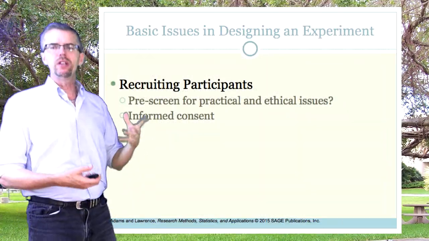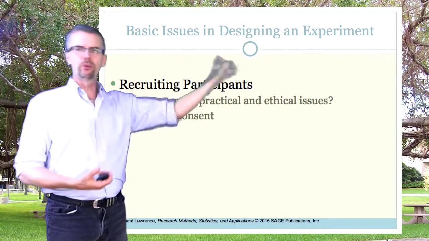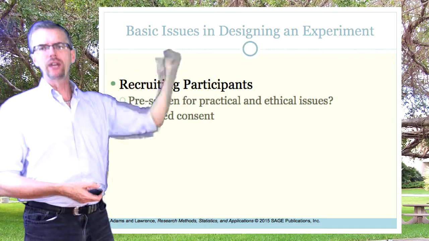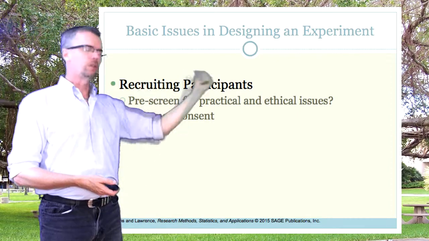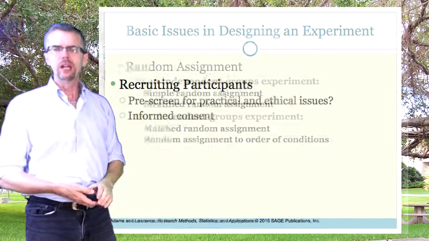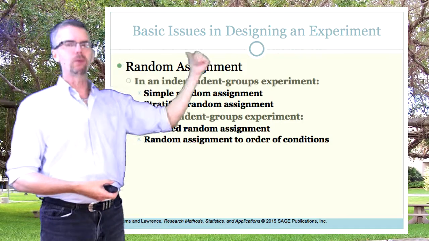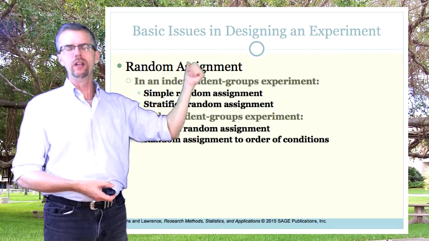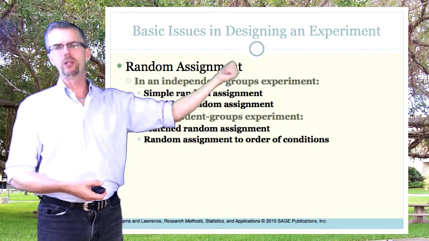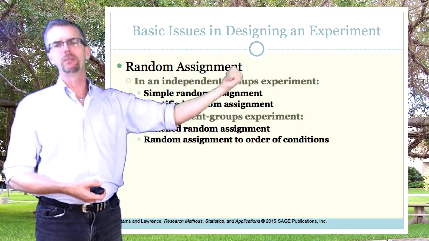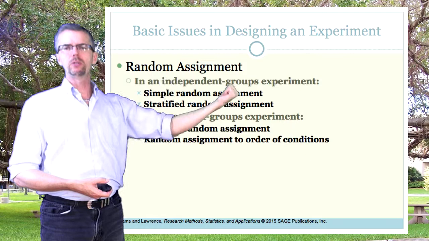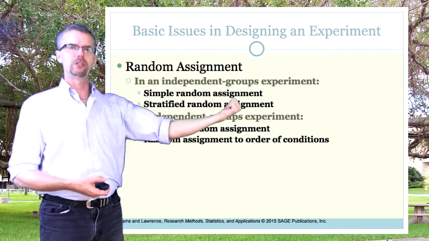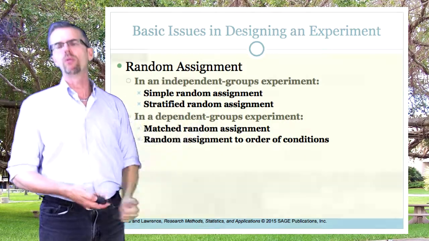Basic issues in designing an experiment relate to recruiting participants. You should ask yourself, can you pre-screen for practical and ethical issues? And you have to worry about informed consent as well. Random assignment works in 2 ways. In an independent groups experiment, you use simple random assignment or stratified random assignment. And in a dependent groups experiment, you can do matched random assignment and random assignment in order of conditions.